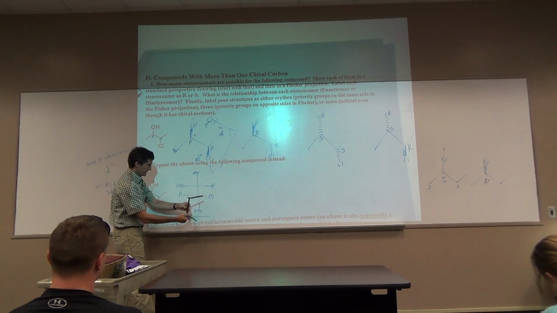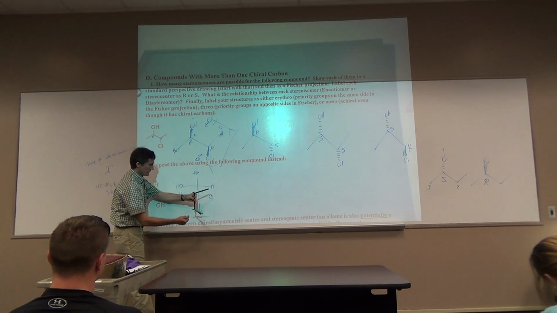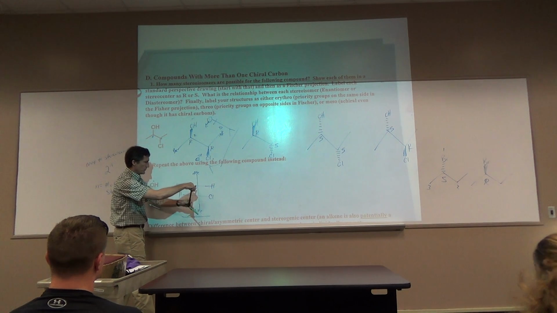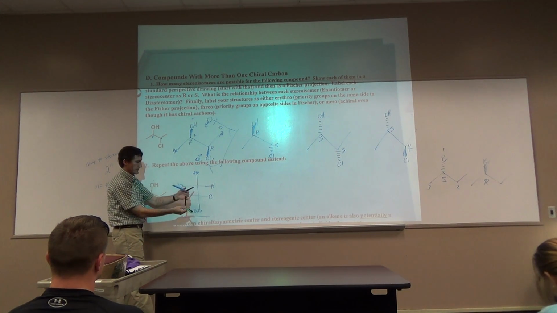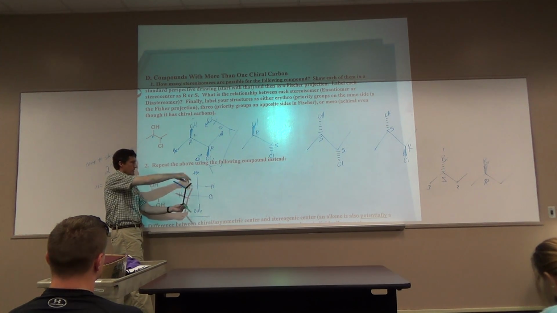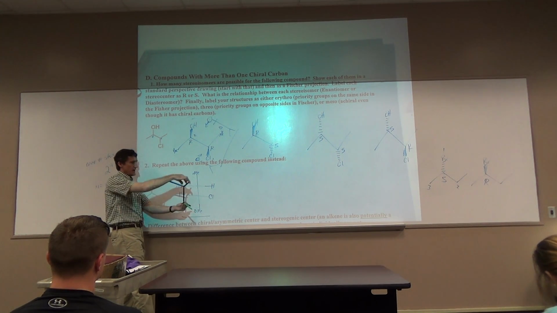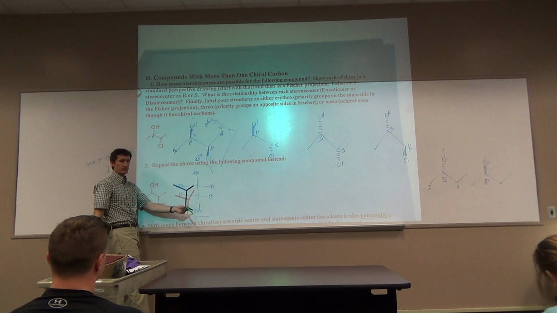Okay, let's put it down here. With the methyl going away, the chlorine's on the right. With the methyl going away, the OH is over here. Methyls are going away, top and bottom. There's the Fischer projection that we drew on the board, how it's supposed to be implied, okay?